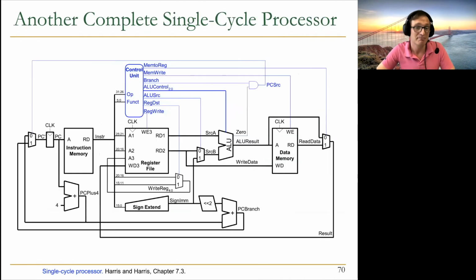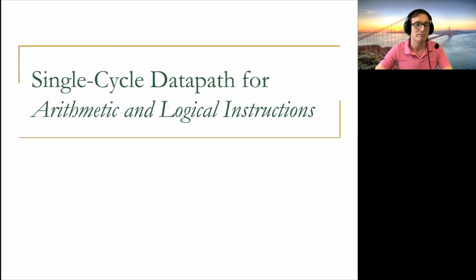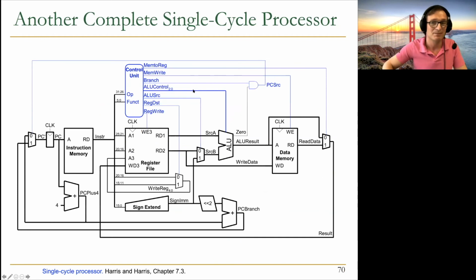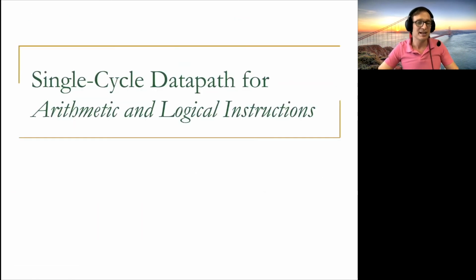So similarly, this is the complete single cycle processor in your book. It's a bit simpler because it omits some things, but you can take a look at that also. And you're going to build something like this actually in your labs in the end. But let's now build this data path from the ground up, from scratch. Okay, so we'll start with the arithmetic and logical instructions.